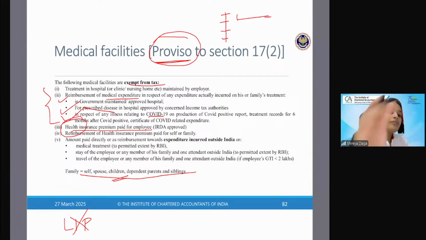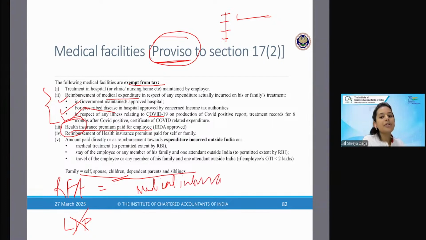Now, if you connect the dots, when you were doing the meaning of salary for the purpose of RFA, you remember we excluded certain things. That was DA forming part, terminal benefits, contribution to fund. There was one more item, medical insurance, because we were reducing the exempt allowances, we were reducing the perquisites. There we also reduced medical insurance because it is not a perquisite anyway, it is not taxable anyway.